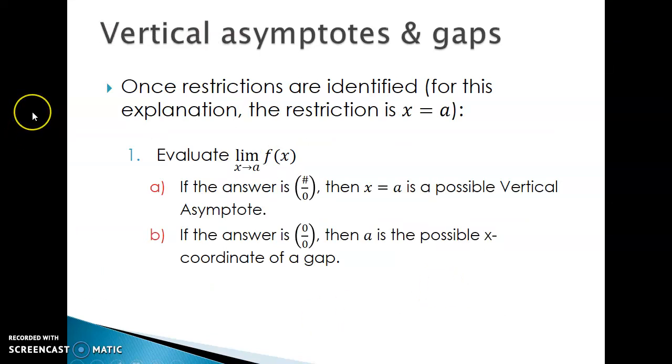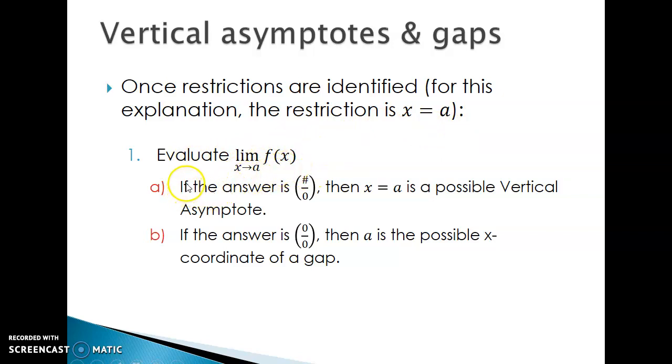The next element, vertical asymptotes and/or gaps. Remember that gaps are also empty dots, the same way to express it. In this case, you need to use the restrictions. Once the restrictions are identified in the first step, we need to do an analysis of the limit of that restriction. In this explanation, the restriction is going to be x equal to a. In the example, I'm going to give you numbers. So we're going to evaluate the limit as x approaches a of the function that I have.